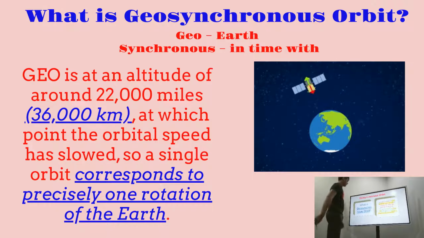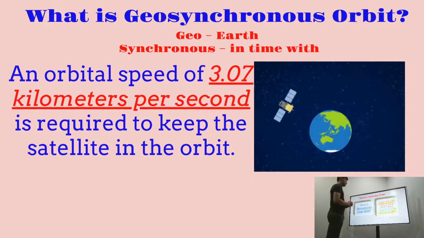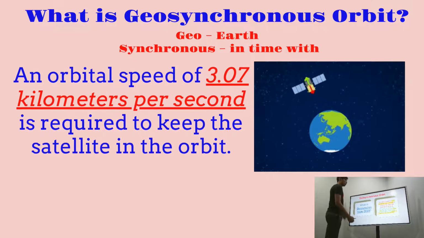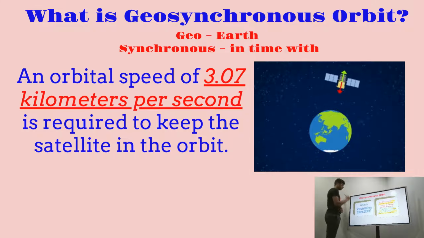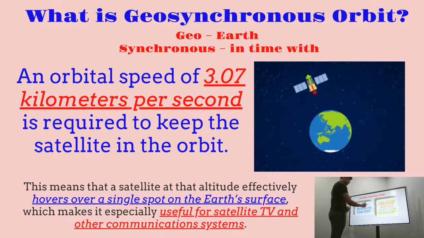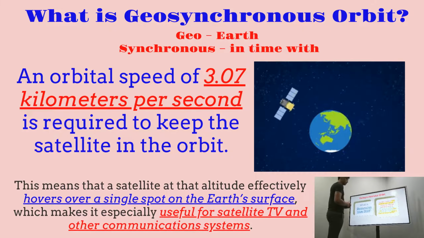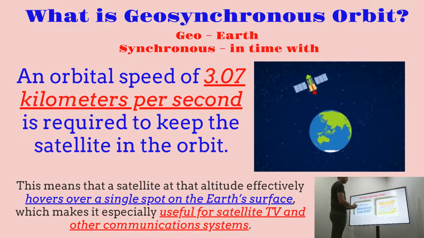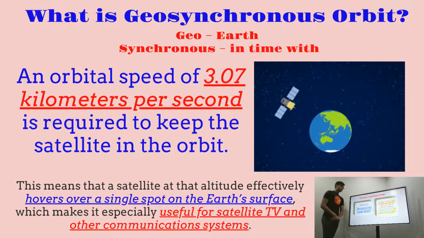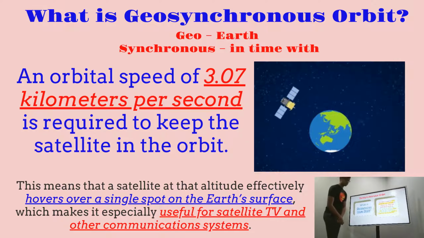Furthermore, an orbital speed of 3.07 kilometers per second is required to keep the satellite inside the geosynchronous orbit. This means that a satellite at that altitude effectively hovers over a single spot on Earth's surface, which makes it especially useful for TV satellites and other communication systems. To stay in the geosynchronous orbit, you're going to need to go at a speed of 3.07 kilometers per second.